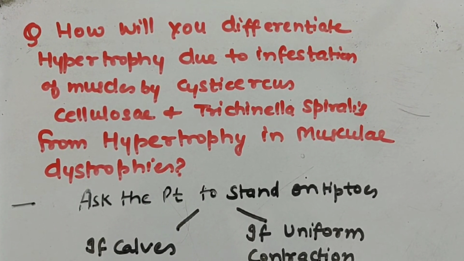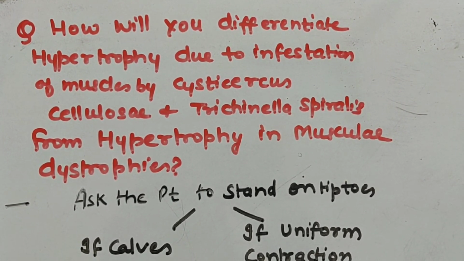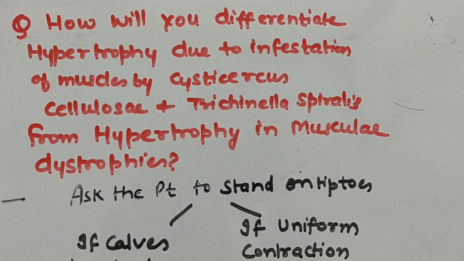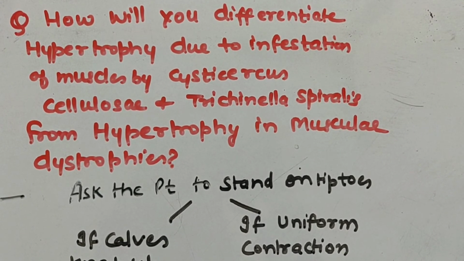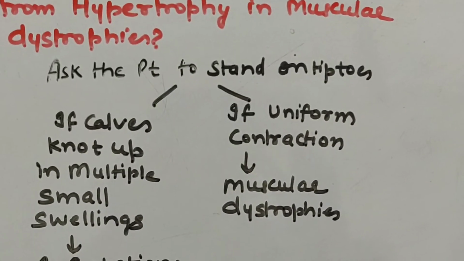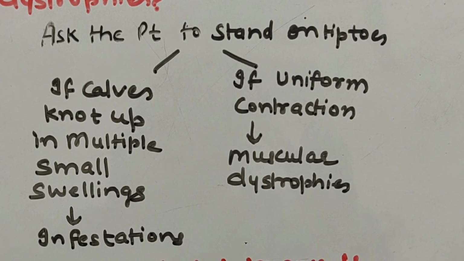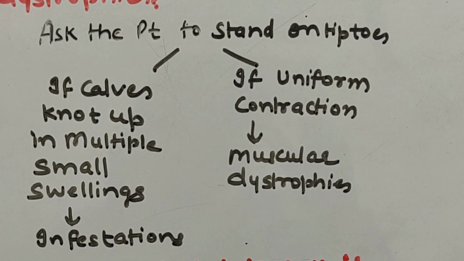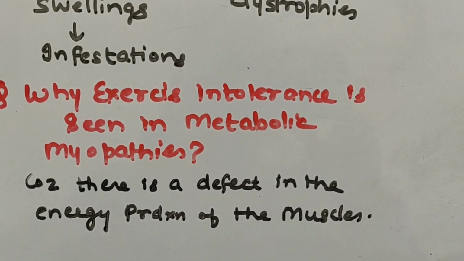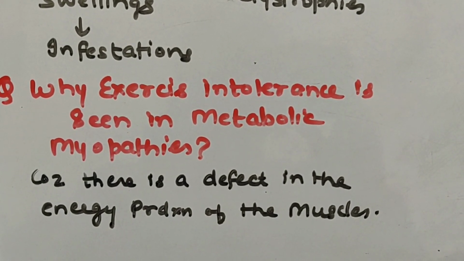Next question is, how will you differentiate hypertrophy due to infestation of muscles by cysticercus and trichinella from hypertrophy in muscular dystrophies? To rule this out, ask the patient to stand on tiptoes. If calves show up in multiple small swellings, then it is due to infestations. If uniform contraction, then it is due to muscular dystrophies. Next question is, why is exercise intolerance seen in metabolic myopathies? Because there is a defect in the energy production of the muscles.